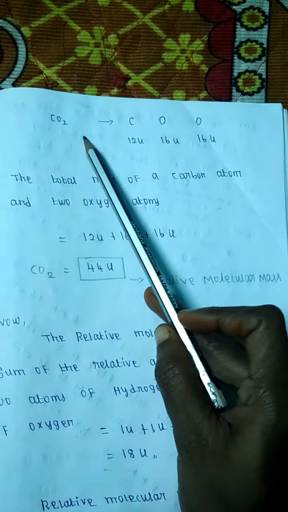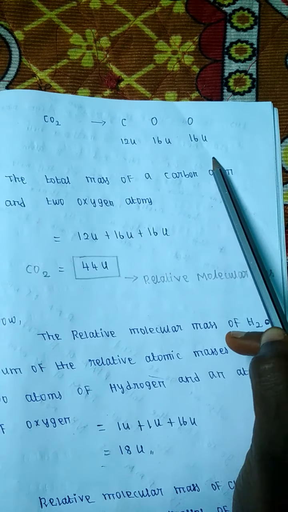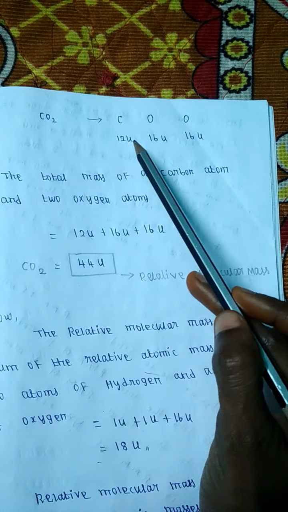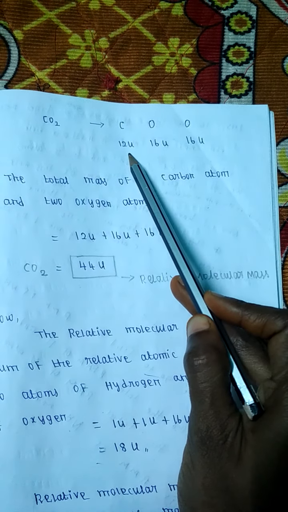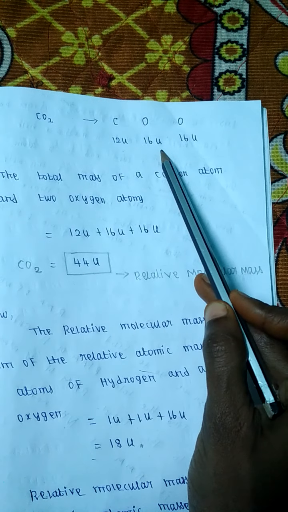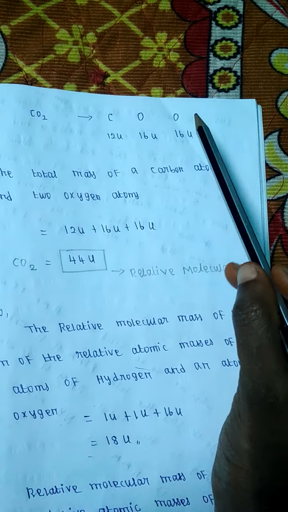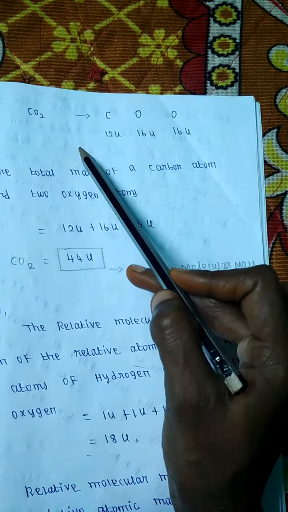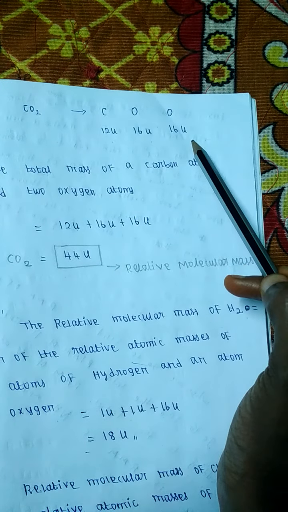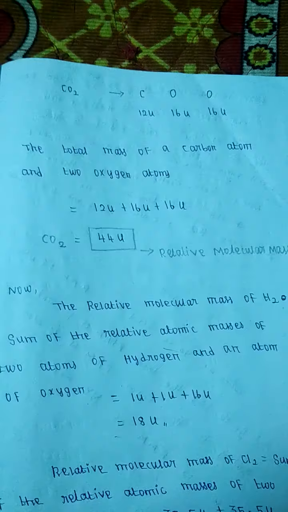Now here the carbon dioxide molecule has 1 carbon atom and 2 oxygen atoms. Now we are going to see that the carbon atom has a relative atomic mass of 12u and the oxygen atom has a relative atomic mass of 16u. Now we are going to weigh the carbon dioxide. We find the mass of the whole carbon dioxide molecule is equal to the sum of the masses of these 3 constituent atoms, which is 1 carbon atom and 2 oxygen atoms.